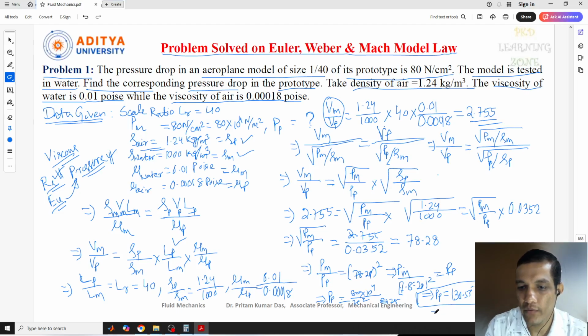Again, if you want to write this in terms of centimeter square, you can. This will be divided by 10 to the power 4. So we'll get the value 0.01306, that is Newton per centimeter square. So this is the final solution for this.